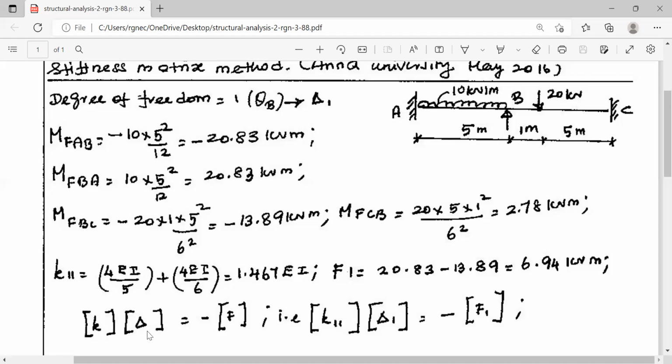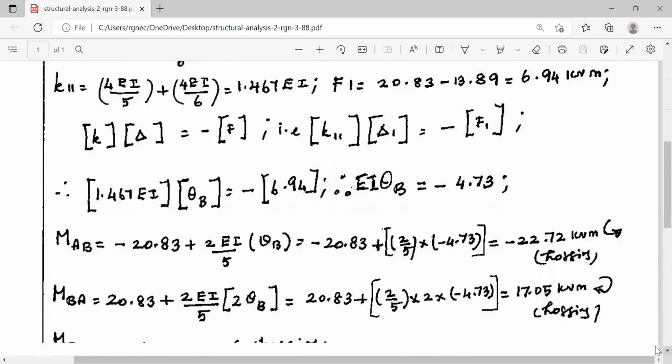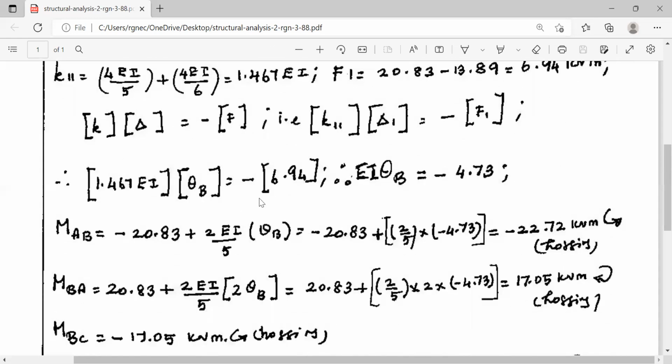Force into displacement, stiffness into displacement is equal to the total force. This is stiffness, this is displacement, this is the force. Now, stiffness consists of only one element. Degree of freedom is 1, K11 into delta 1, that is theta B, is equal to minus F1. You can see here this much. And now from this equation, we get EI theta B is equal to minus 4.73.